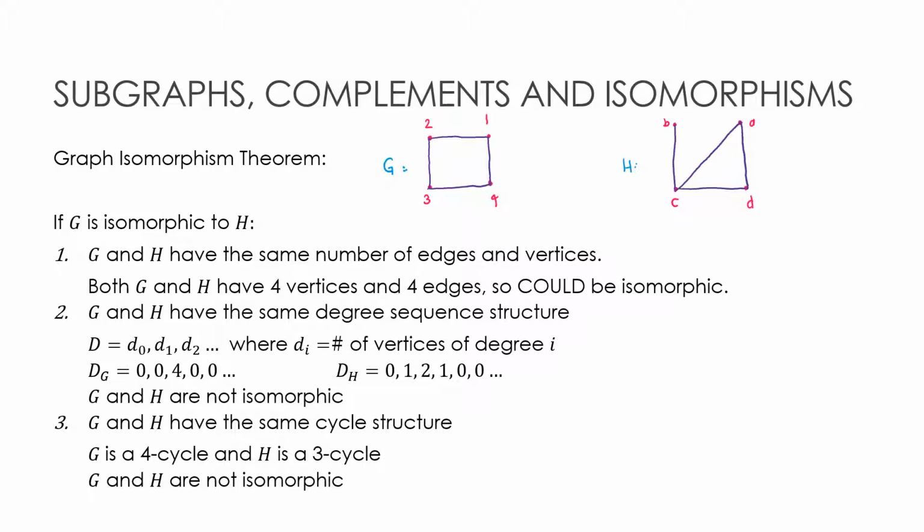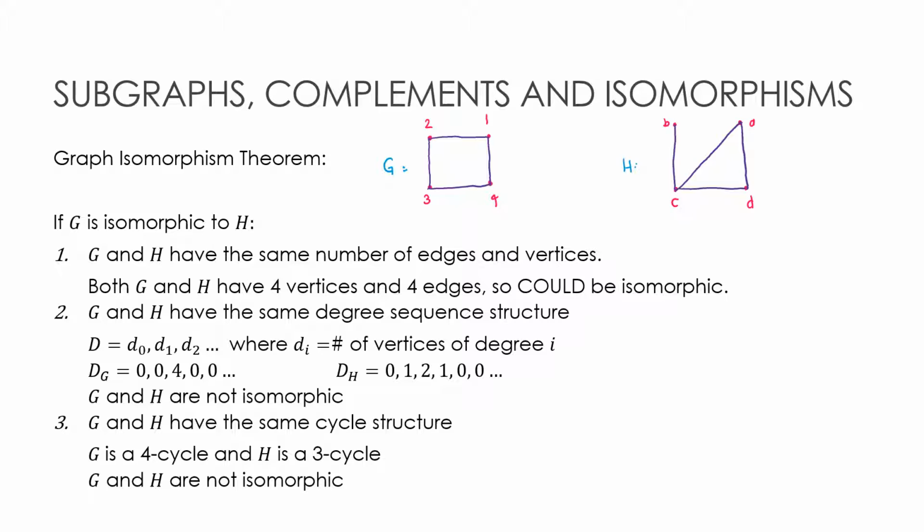Here's a very easy way, or a quicker way, to determine this: the graph isomorphism theorem, 3 steps that I could go through to determine whether or not two graphs could be isomorphic. So notice I'm looking at the exact same example. We've already determined, no, these are not going to be isomorphic.